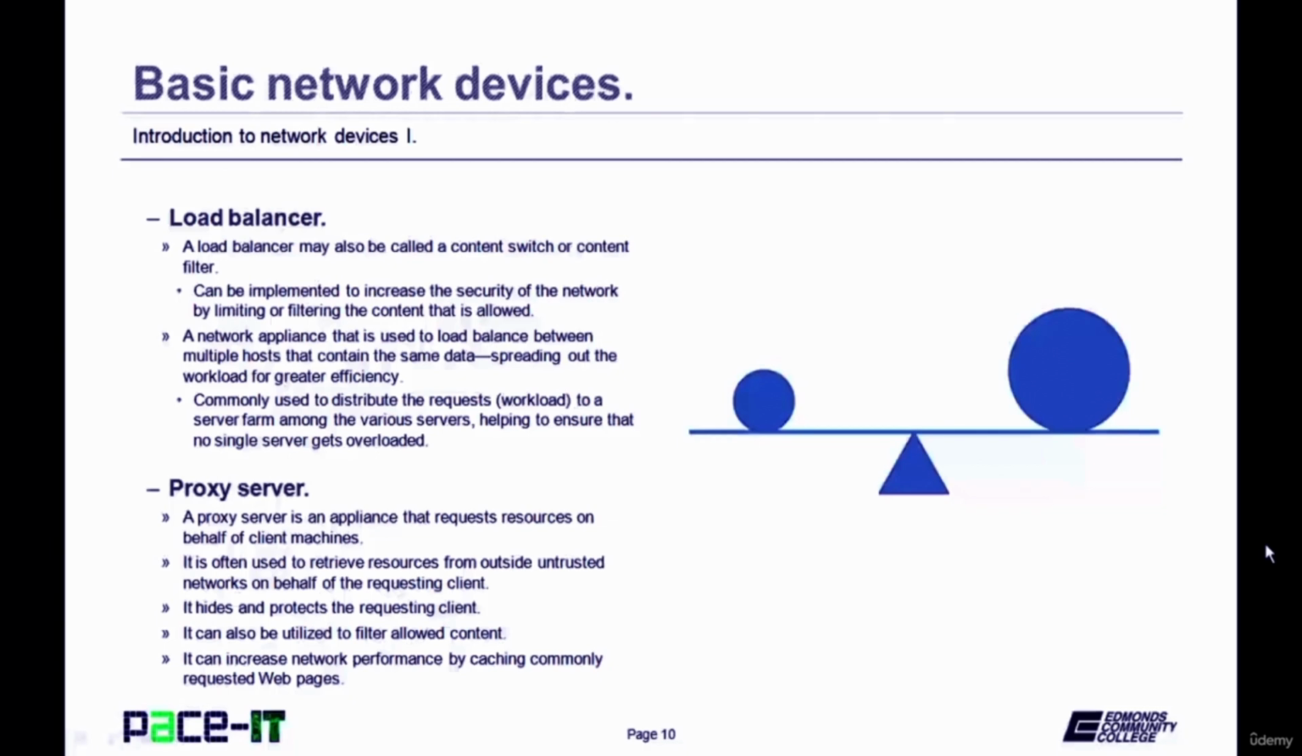A load balancer can be a network appliance that is used to load balance between multiple hosts that contain the same data. That means that they will be spreading out the workload for greater efficiency. Load balancers are commonly used to distribute requests to a server farm among the various servers, helping to ensure that no single server gets overloaded.